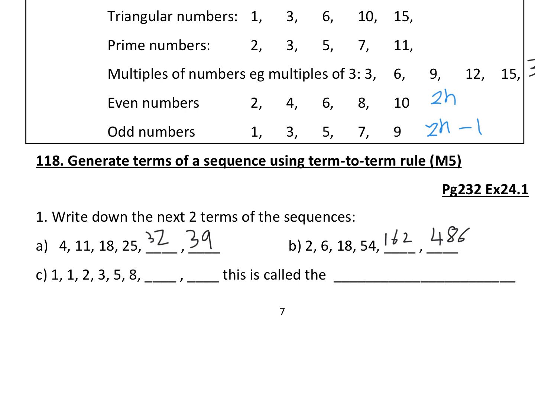Okay, the next one goes 1, 1, 2, 3, 5, 8. So it's not going up by the same amount each time. It's not being multiplied by a certain number each time. It's actually adding the two previous numbers. So 1 plus 1 is 2. 1 plus 2 is 3. 2 plus 3 is 5. 3 plus 5 is 8. 5 plus 8 is 13. And 8 plus 13 is 21. That is called the Fibonacci sequence.